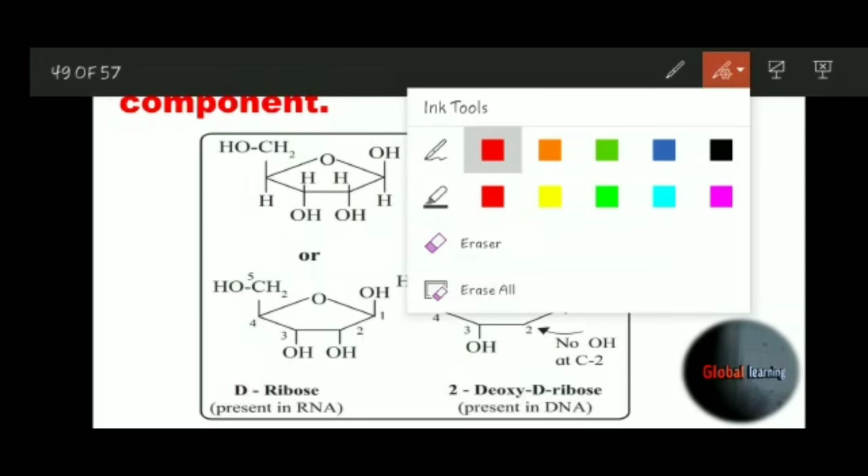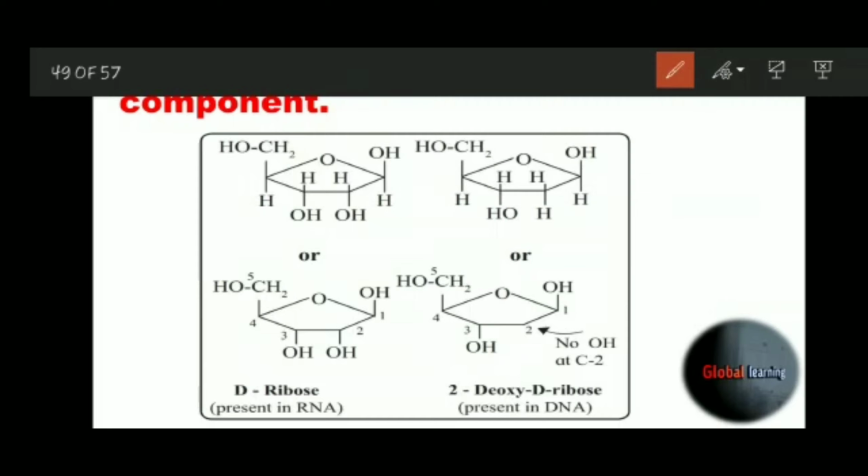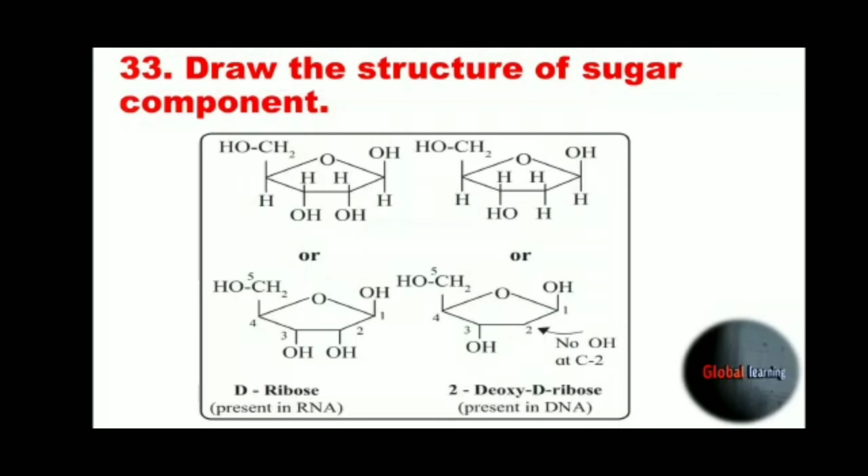The difference between the structures, let me show you. In the RNA there is an OH group present here, and in the DNA there is no OH group present here. So this is the difference between the two structures, so you can remember the structures. So let us move to the next question.